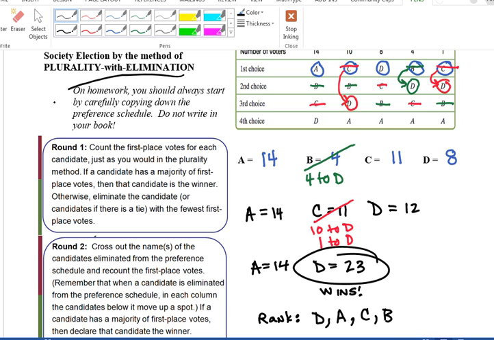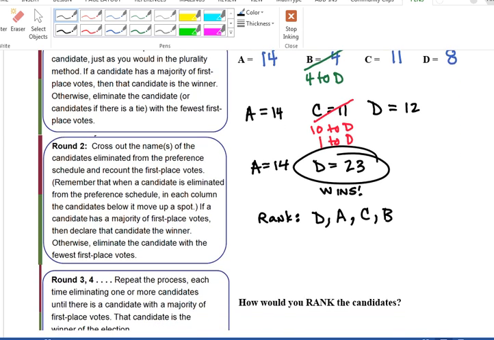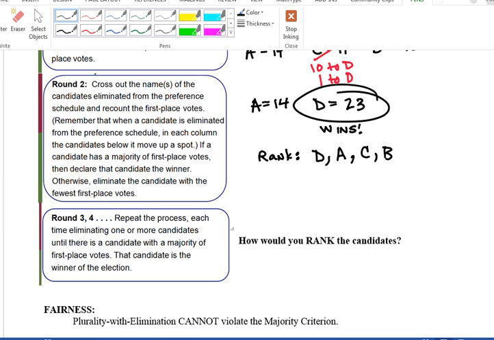Now, when you go to do this in your homework, you need to do one of two things. You either need to carefully copy down the preference schedule so that you can mark it up like I did. So write down the preference schedule and mark it up. Or you need to write down the first row. If you write down the first row, then you can just keep adding to the person underneath it as you look at your book. Please don't mark up your textbook like I've marked up this place right here. Okay. All right, so how would you rank the candidates?